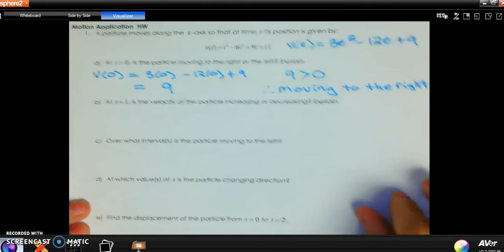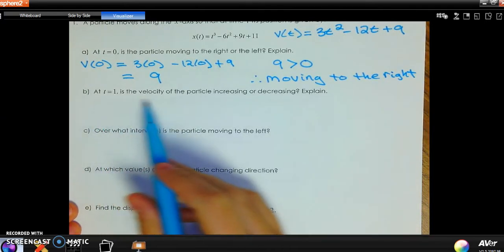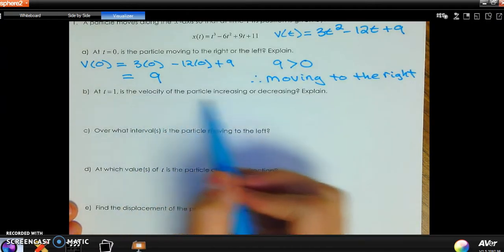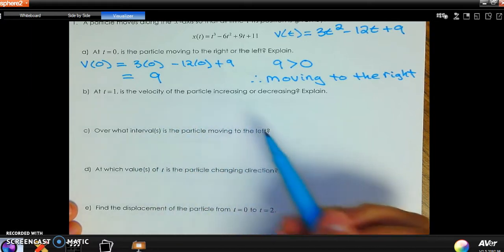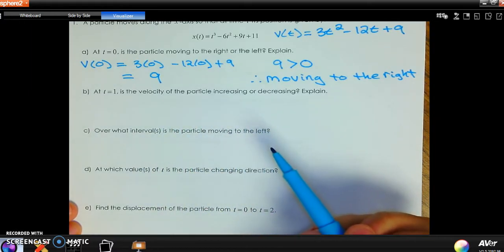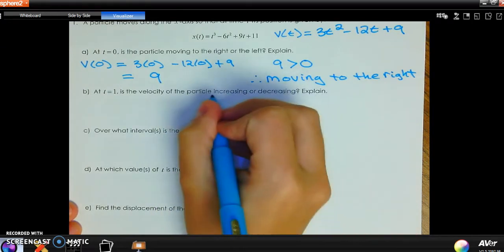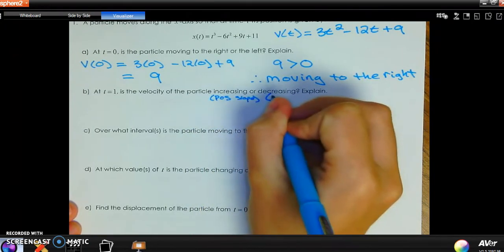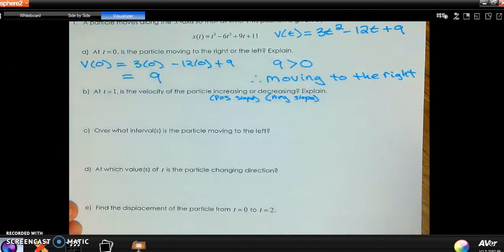Okay, perfect. All right, next up, at t equals 1, the velocity of the particle, is it increasing or decreasing? So the velocity increasing or decreasing. So really that's a code. It's really asking you about the slope. Because the velocity increasing would be if it had a positive slope, right? Positive slope. Or if it was decreasing, that would be a negative slope. So then you're like, well, what is the slope of velocity? The slope of velocity is the acceleration.